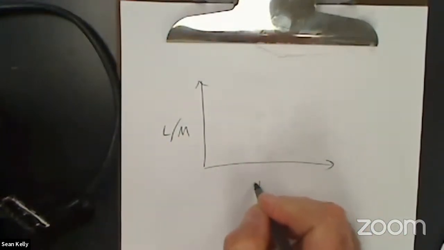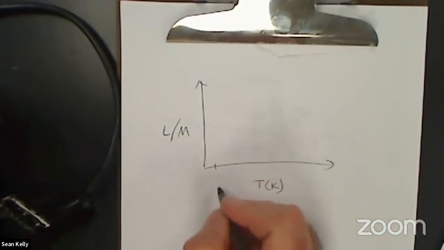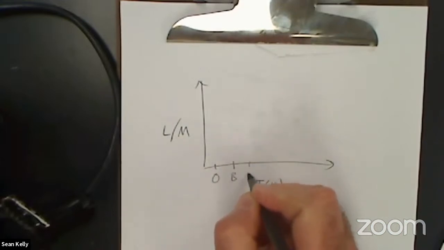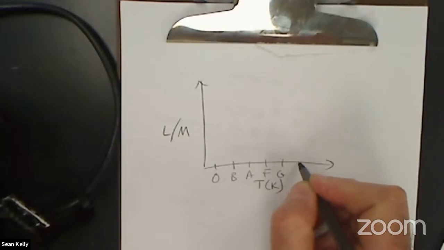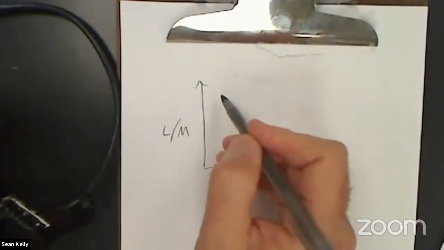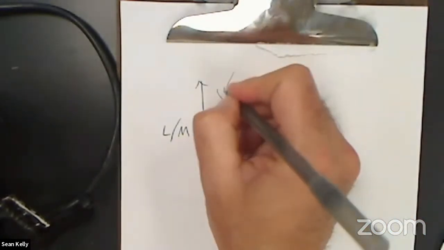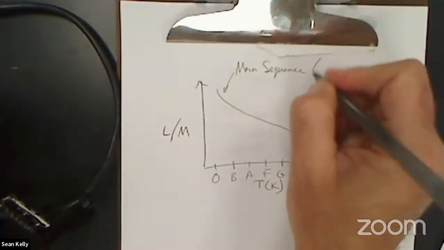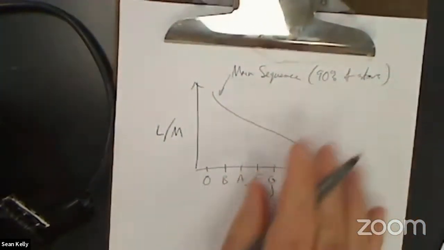Here is the temperature, in Kelvin. Or you could label it with the letters. I would like you to know this: O, B, A, F, G, K, M. Fine girl, or guy, or giraffe, kiss me, okay? And the main sequence goes something like this. Okay, that's the main sequence. The main sequence is going to be 90% of stars. You might be asking why, but I'll get back to that in just a few minutes.